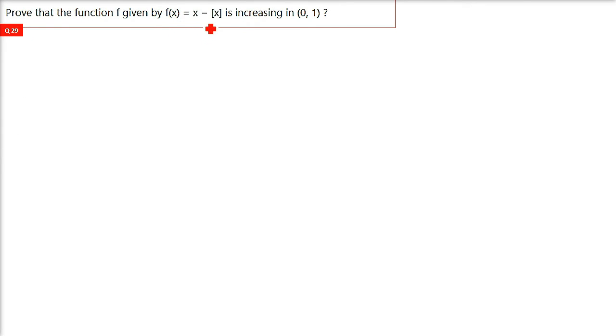Prove that the function f(x) = x minus [x], where this is the greatest integer function, is increasing in 0 to 1. Now they have made the solution quite easier. This is the greatest integer function. This is not modulus, okay? These are square brackets. So if you place any value between 0 and 1, that is just below 1, like 0.99999, the greatest integer function will always give you the lower integer. It will always give you 0.